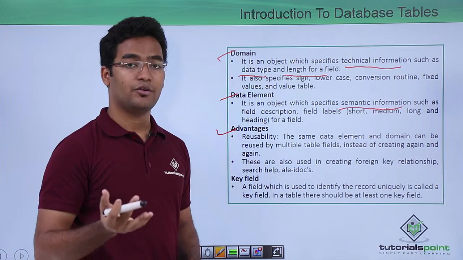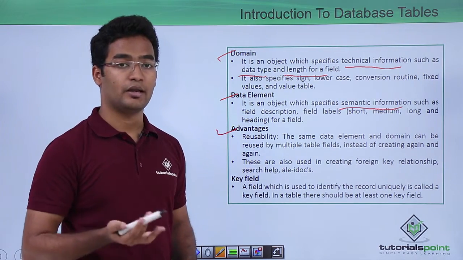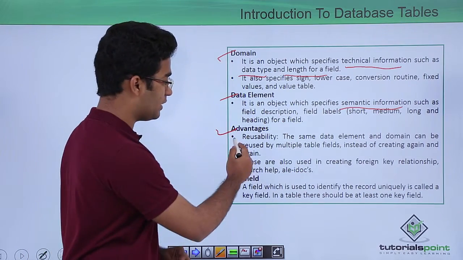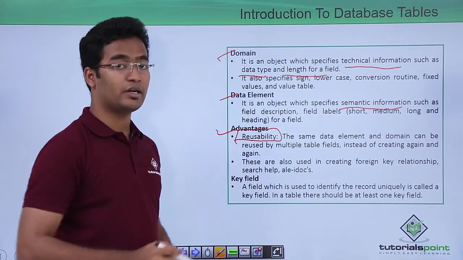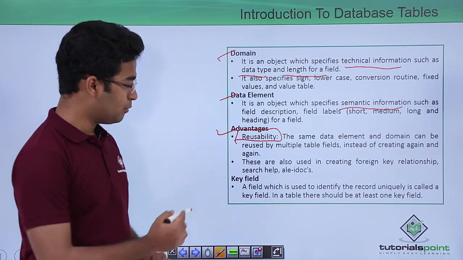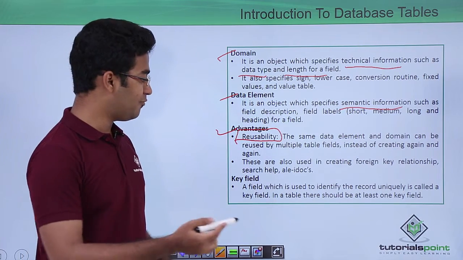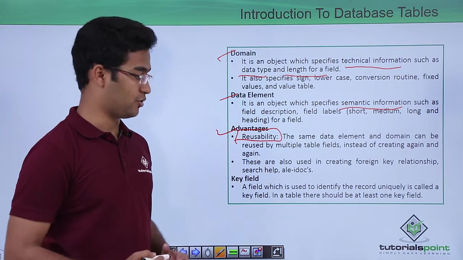And there are some advantages of using both domains and data elements. In a particular table we can use a domain, and in another table we can use the same domain and data element. So we have the option of reusability, which is an advantage of using data elements and domains. Moreover, these are also used in creating foreign key relationships, which are helpful in search helps and ALE IDocs.